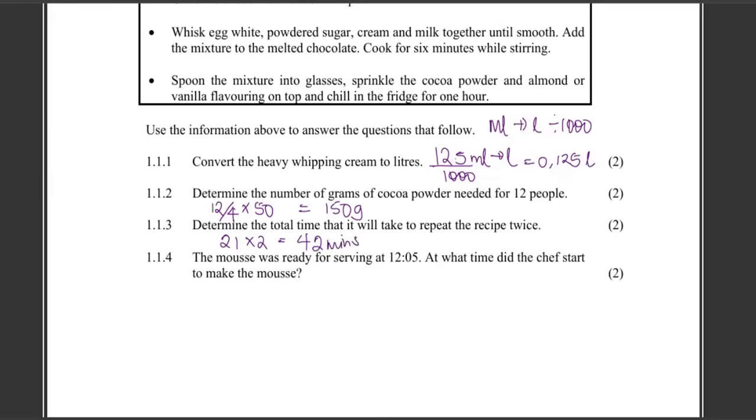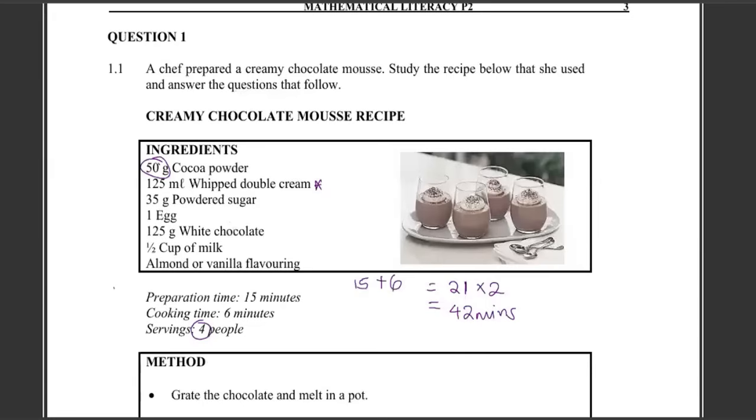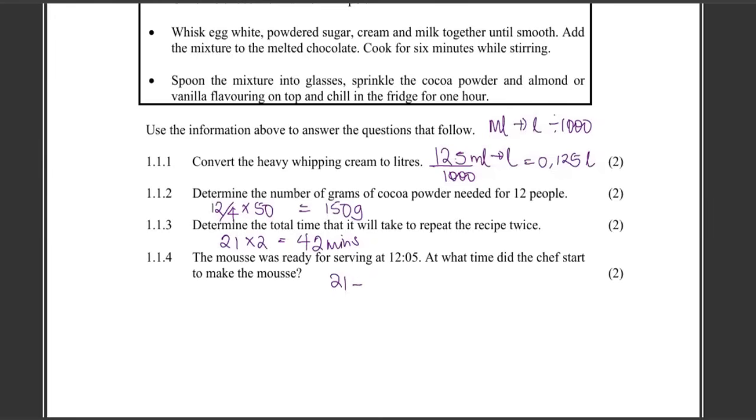Then they are saying the mousse was ready for serving at 5 past 12. At what time did the chef start to make the mousse? Remember, you need 21 minutes for preparation and getting ready. Take note of this: 15 minutes plus the 6, those are 21 minutes. Then we say 21 minutes plus the 1 hour for chilling in the fridge. Those are 60 minutes. So all in all, we are going to use 1 hour, 21 minutes.